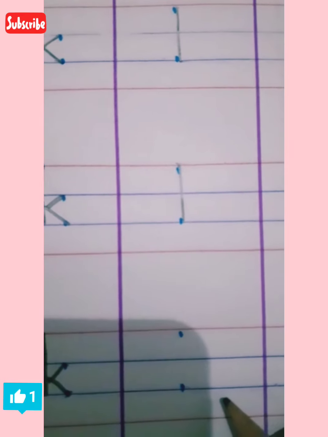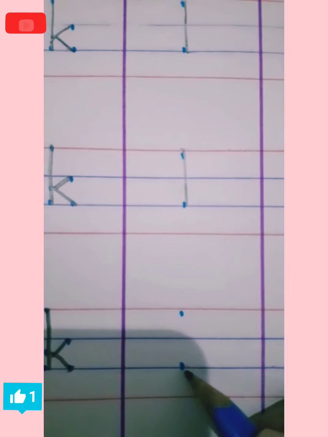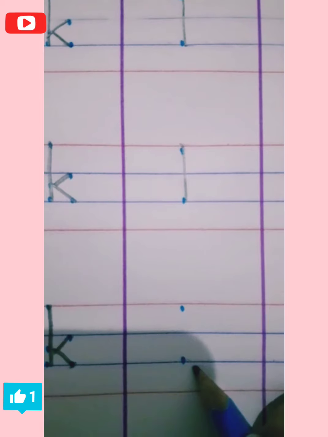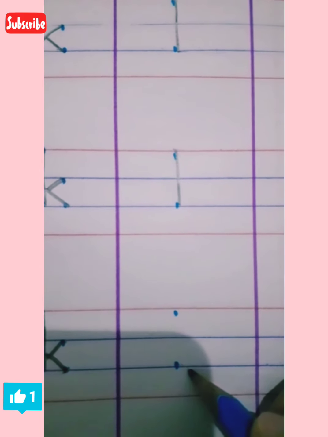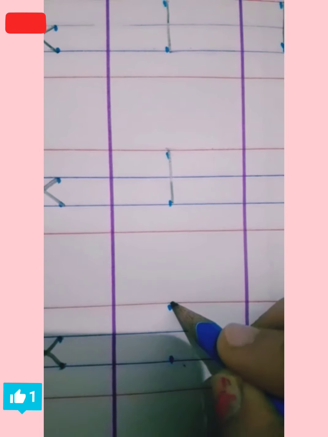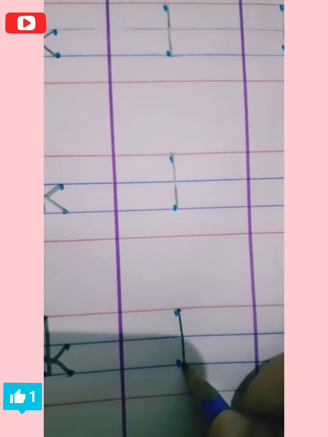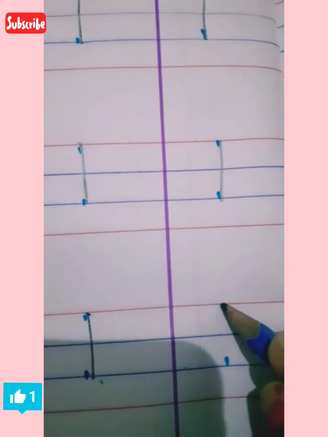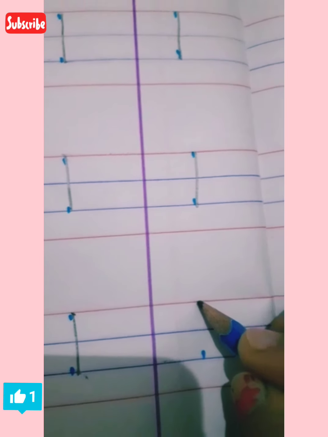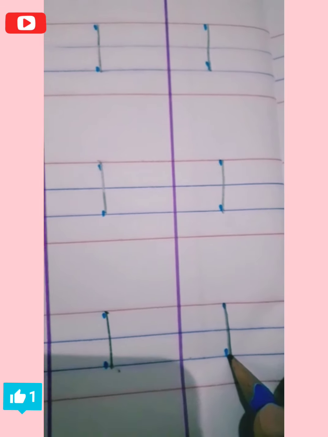Now we write small letter L. It is very easy. Just you have to write a standing line. L. Just you have to write a standing line.